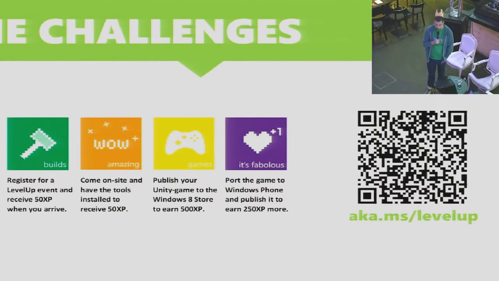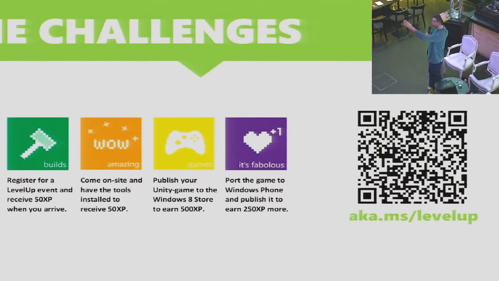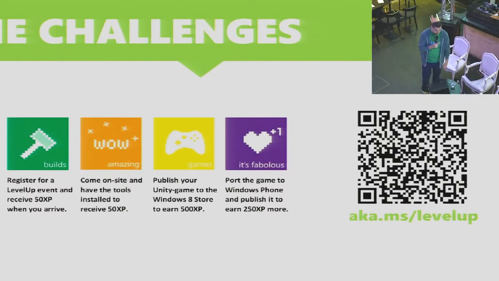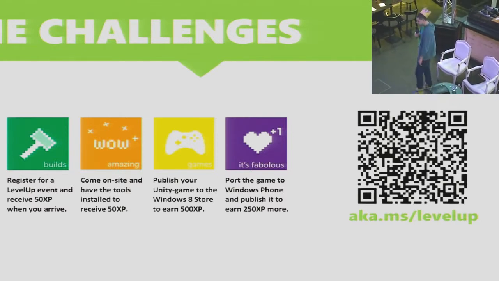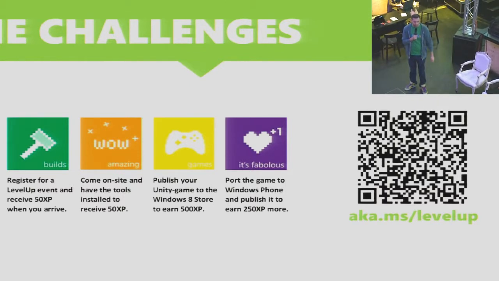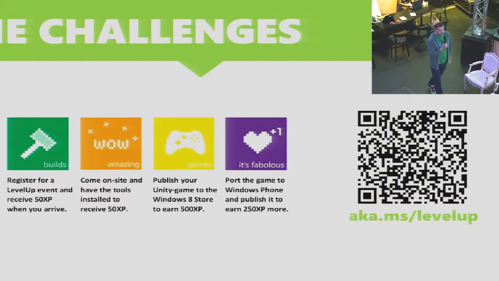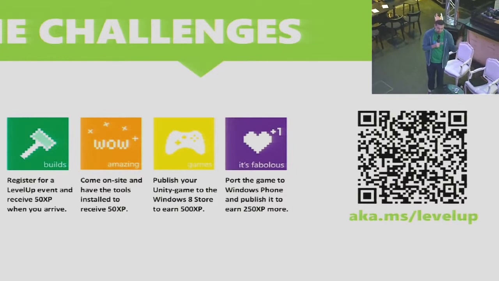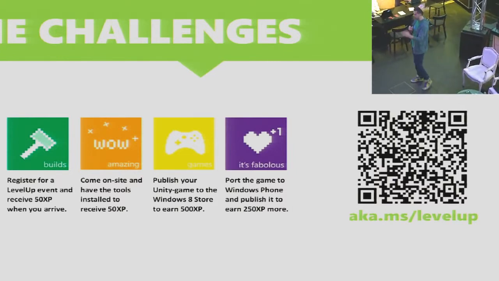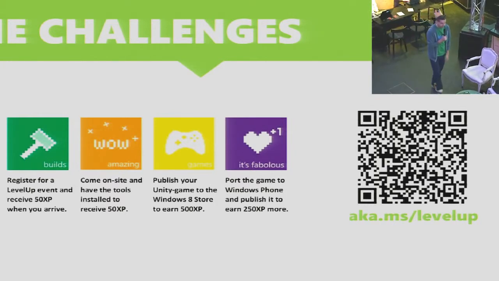For the other two, we will basically just go through the list of people who signed in at the registration desk and reward the points based on that. For publish the Unity game, we will set up a mechanism so you'll let us know when your Windows 8 game is in the store. You will get 500 points, and then 250 points if you also take that game to Windows Phone. So 500 points for Windows 8, and then if you after that take it to Windows Phone, 250 points.